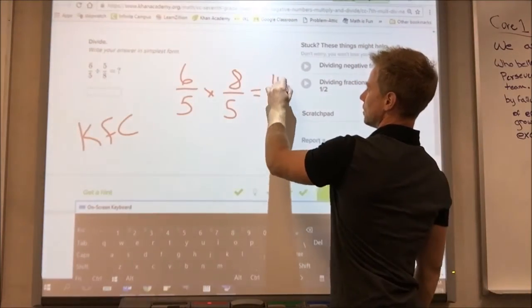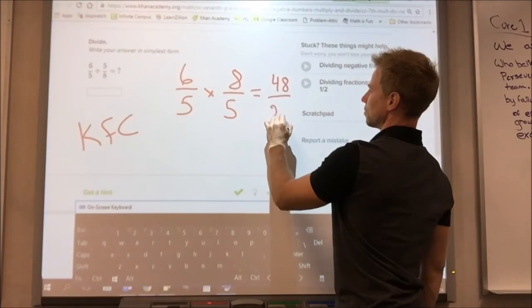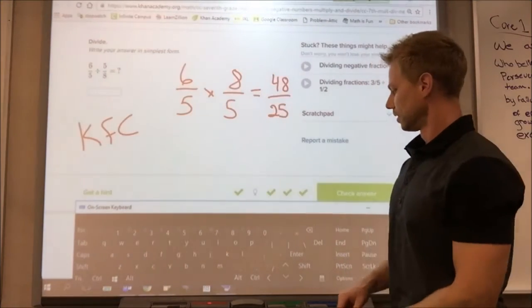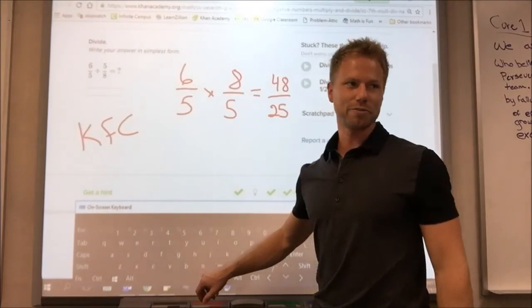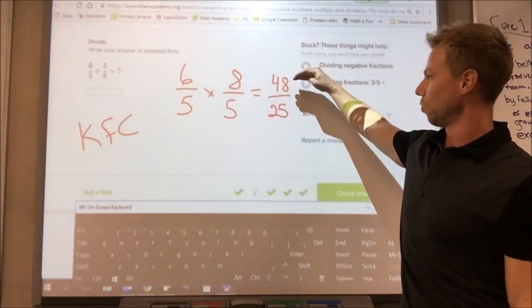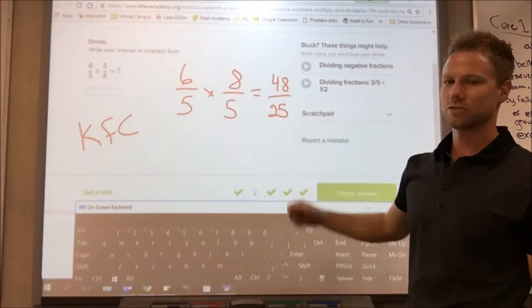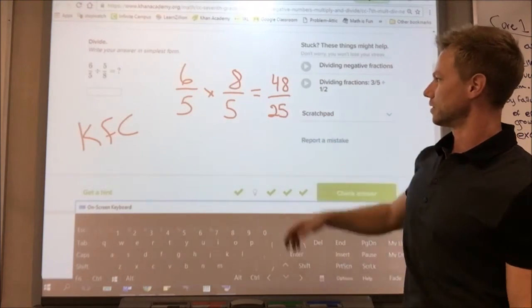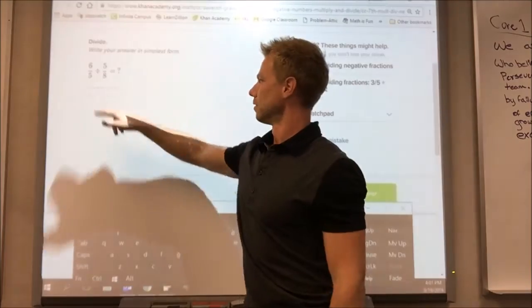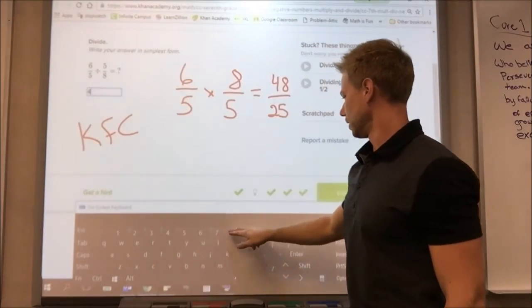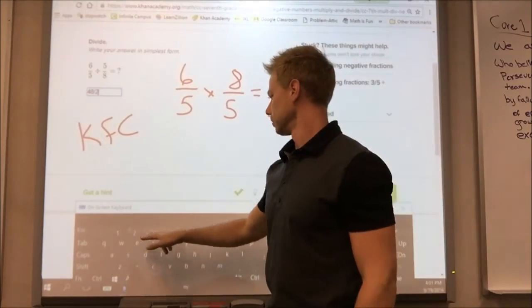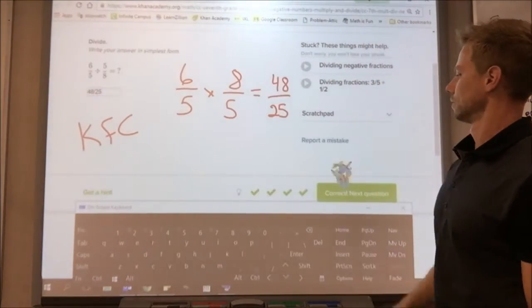6 times 8 is 48. 5 times 5 is 25. And see if we can reduce that fraction. Does anything go into 48 and 25? The only thing that goes into 25 is 5 and 1, but that does not go into 48. So that would just stay 48 and 25. Good.